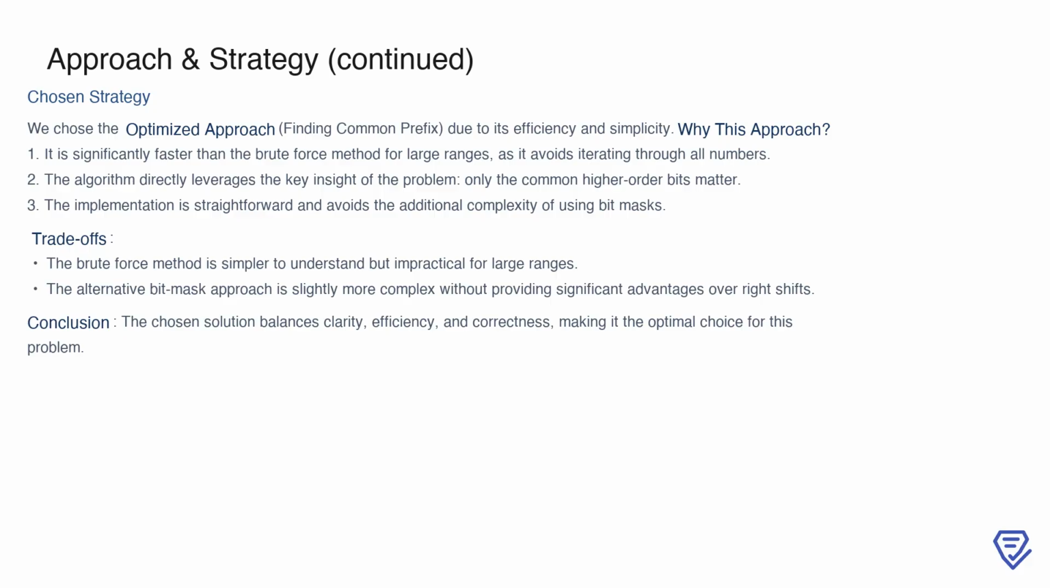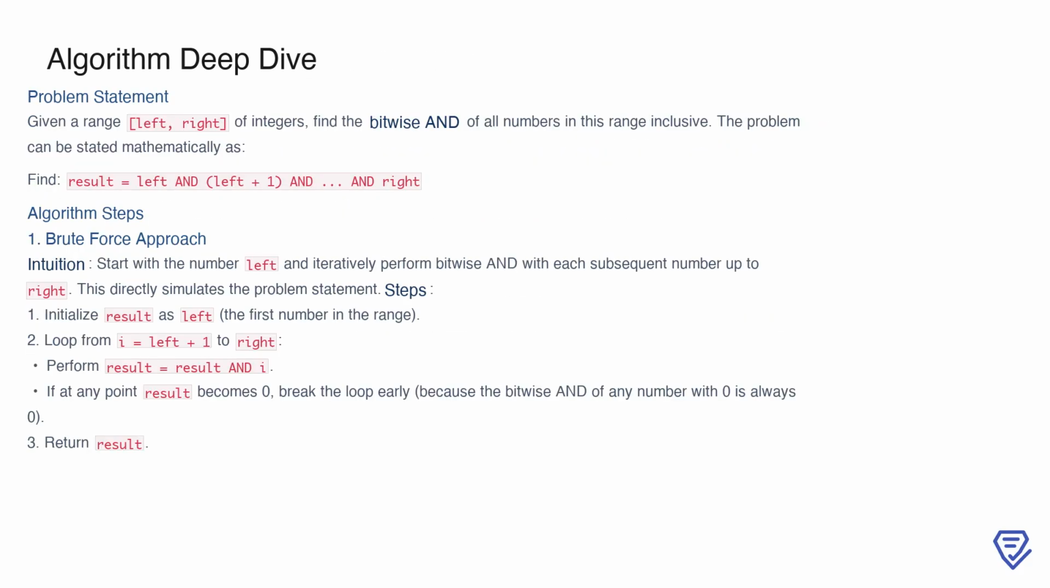Here, we are tasked with finding the bitwise AND of all numbers in the inclusive range from left to right. Essentially, we take the numbers one by one and apply the AND operation across the entire range. The brute force approach directly implements this by starting with the number left and iteratively performing the AND operation with each subsequent number in the range.